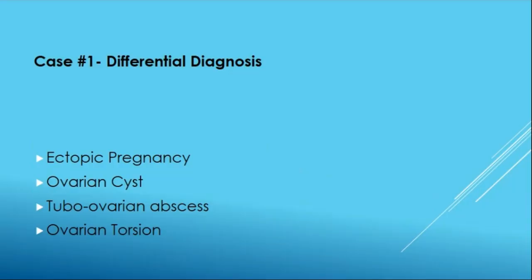These are the differential diagnosis: ectopic pregnancy, ovarian cyst, ovarian abscess, because she had a tenderness on vaginal examination, and ovarian torsion. Which one should be on the top of the list? This is sudden onset. Remember, sudden onset, right? That's one clue.